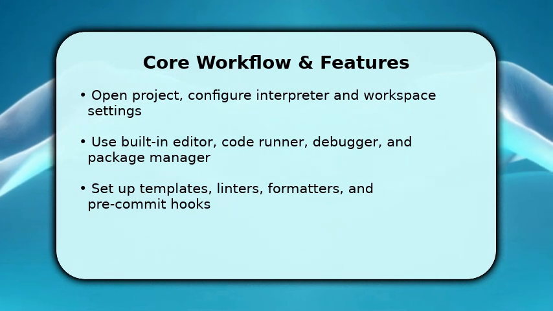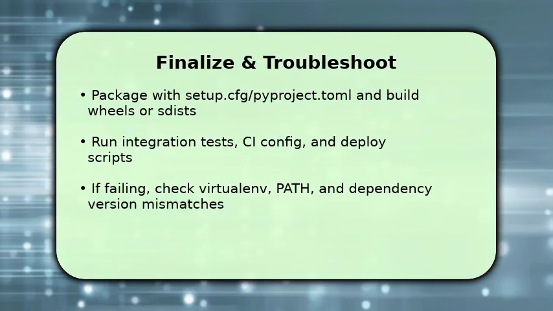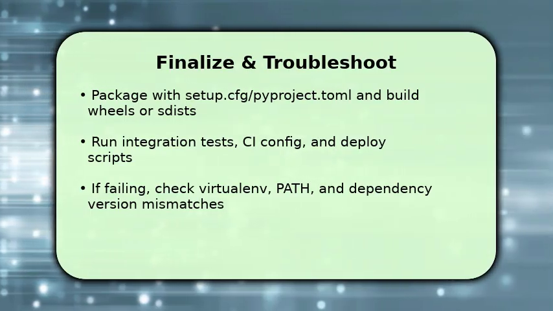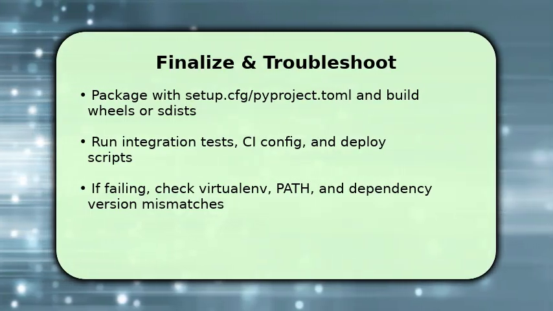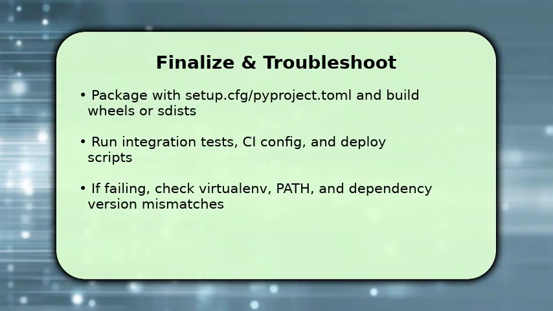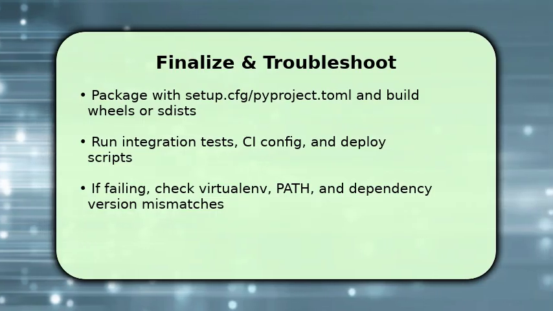To finish, prepare packaging with setup.cfg or pyproject.toml and build wheels or sdists so deployments are repeatable. Once done, run integration tests and wire the project into CI using the app's export or config helper. This ensures your pipeline runs cleanly.